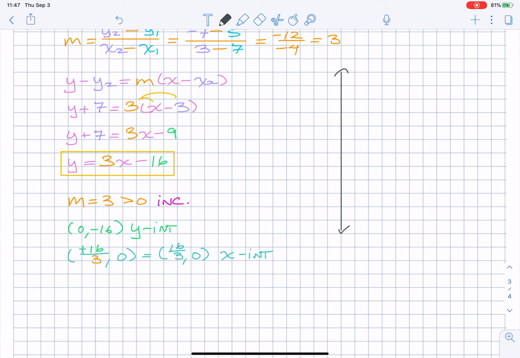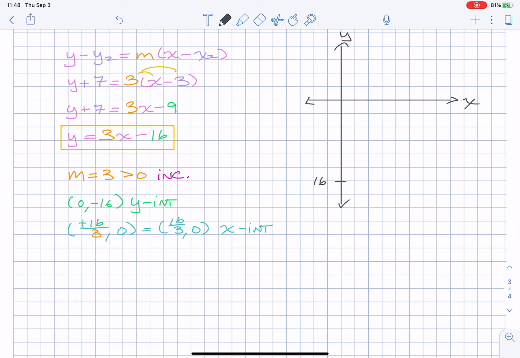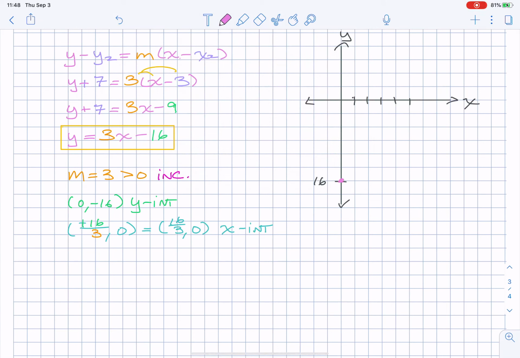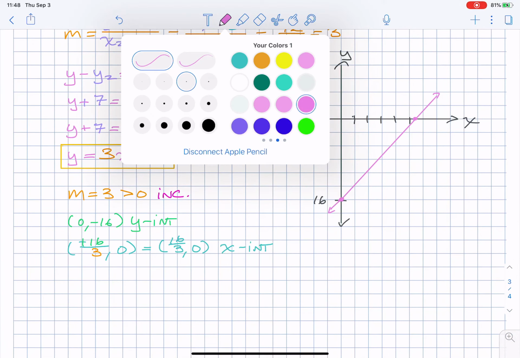So what I'll do, I'll just put a random point down here, call it negative 16. Now, 3 goes into 16 5 times and 1/3. So what we're going to do is plot the point at negative 16. And then we're going to go 1, 2, 3, 4, 5, and 1/3. Now we'll just connect the dots. And do you agree that this is an increasing slope? Yes, it is.